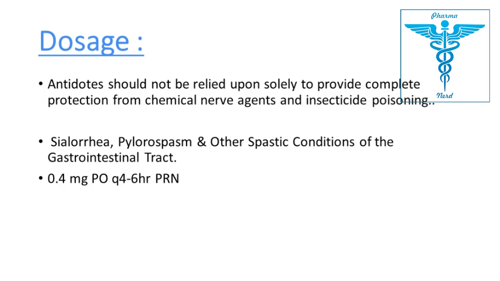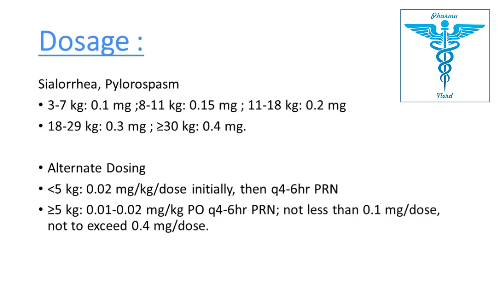For pylorospasm and other septic conditions of the GIT: 0.4 mg per oral every 4 to 6 hours as required per need. For pediatric patients: 3 to 7 kg, 0.1 mg; 8 to 11 kg, 0.15 mg; 11 to 18 kg, 0.2 mg; 18 to 29 kg, 0.3 mg; less than 30 kg, 0.4 mg. For patients equal to or more than 30 kg, the dose is 0.4 mg.